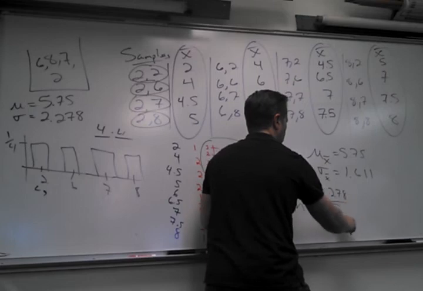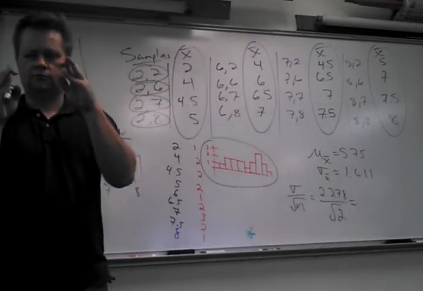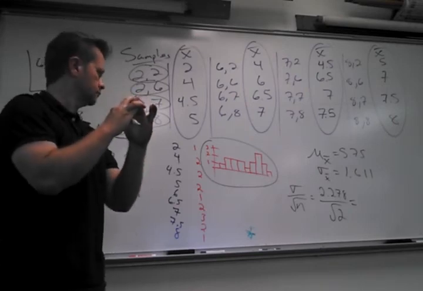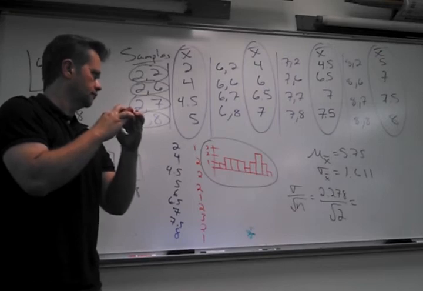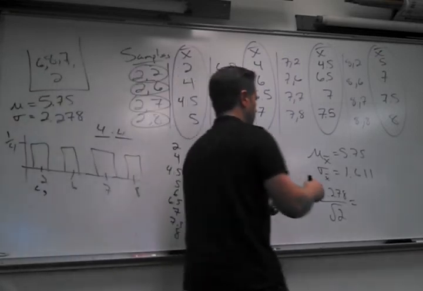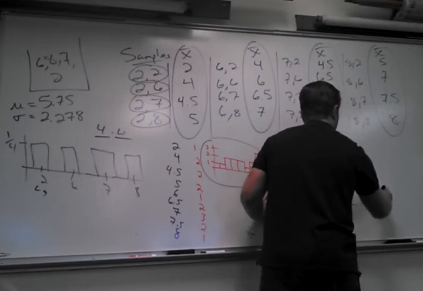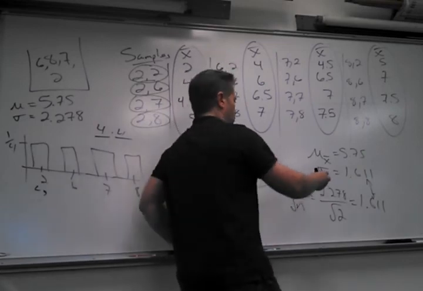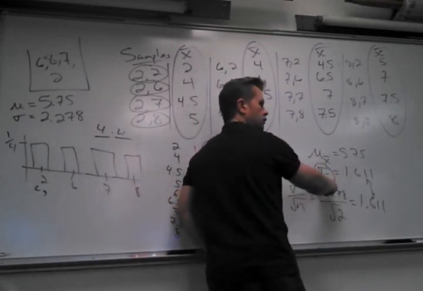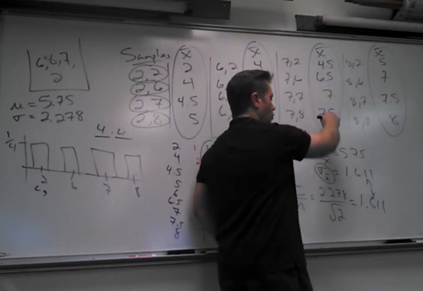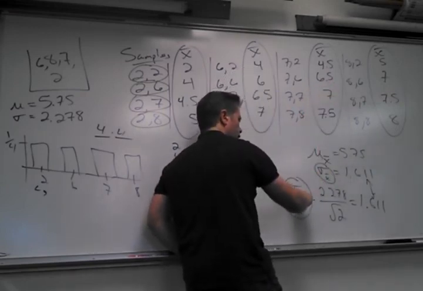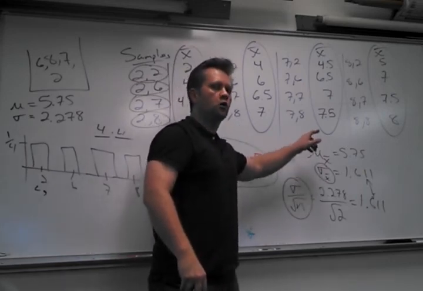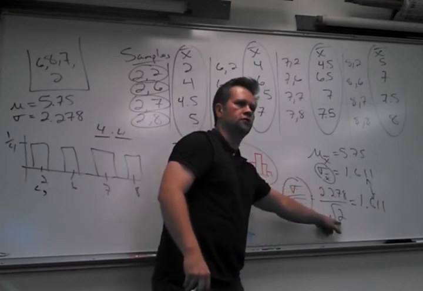So what is 2.278 divided by the square root of 2? Huh? Why is it the same? Because the new standard deviation, the standard deviation that represents your samples, will always be the old standard deviation divided by square root of n. So this is the standard deviation that is good for groups of size 2.